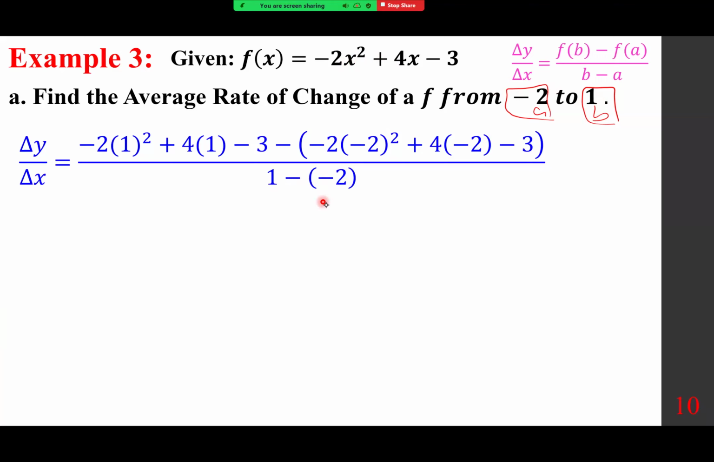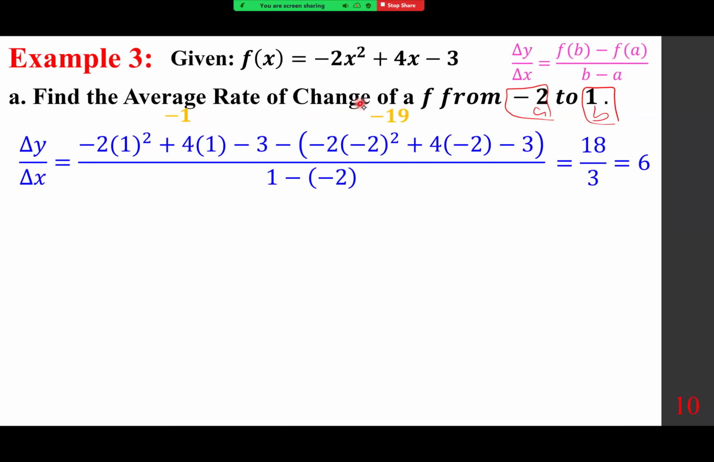The bottom is clearly 3. So what happens here? This is 1 times -2 makes it -2, plus 4 makes it +2, minus 3. They add up to -1. And in this parentheses, -2 squared is +4, times -2 is -8. With -8, -16. With -3 is -19. So -1 plus 19 gives us 18 over 3 equals 6.